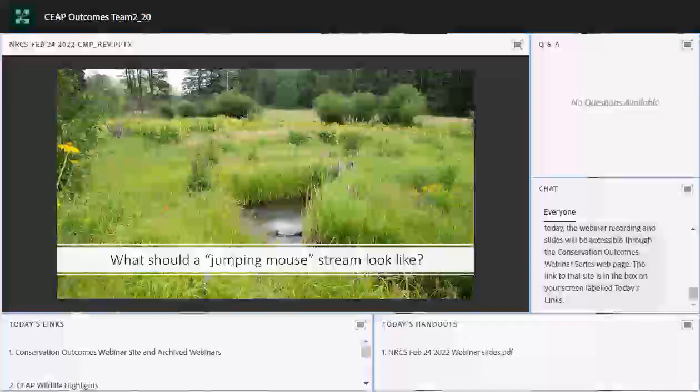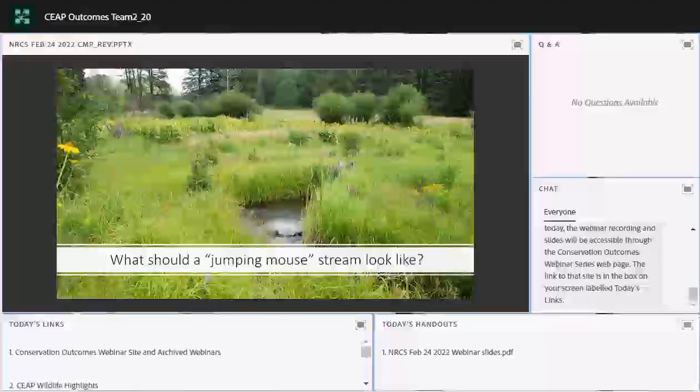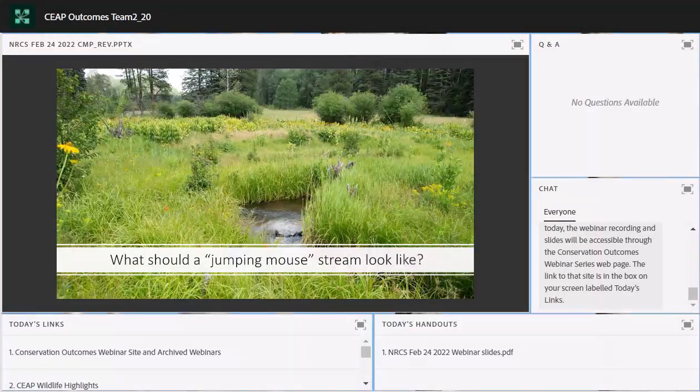So this is the answer. This is what your stream system should look like for jumping mouse. This is the West Fork of the Black River in northeastern Arizona. It's a geomorphic reference site for the jumping mouse, and it illustrates the most desirable physical condition for a natural, stable system with excellent floodplain connectivity. So how do we determine this is prime functional habitat?